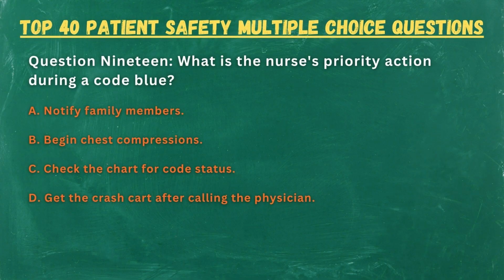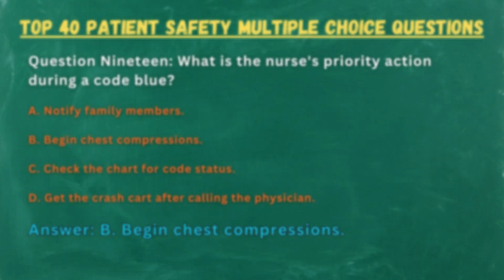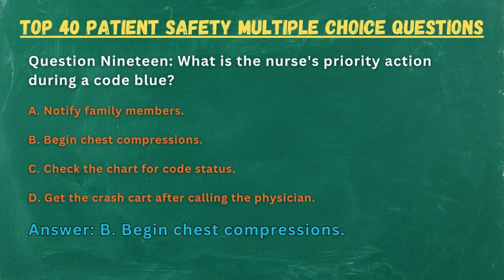Question 19. What is the nurse's priority action during a code blue? A. Notify family members. B. Begin chest compressions. C. Check the chart for code status. D. Get the crash cart after calling the physician. Answer: B. Begin chest compressions.